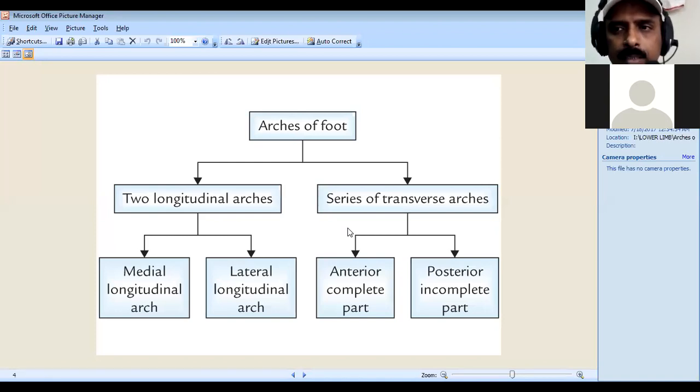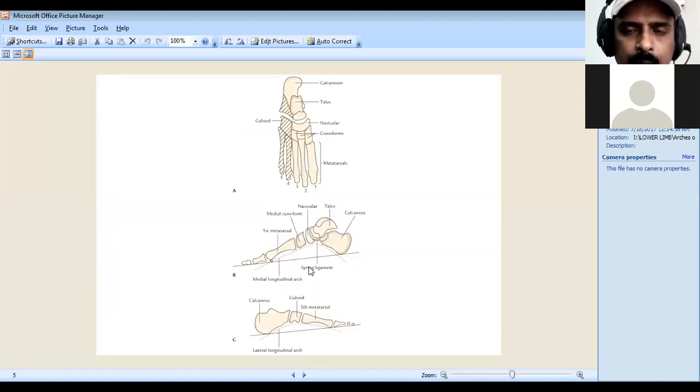Arches of foot, in this you have to tell it is divided mainly into longitudinal arches and transverse arches. The longitudinal arch is again subdivided into medial longitudinal arch and lateral longitudinal arch. Transverse arches are anterior, which is complete, and posterior, which is incomplete. Those you can remember. Here you can remember all the arches, which are the medial longitudinal arch and lateral longitudinal arch.